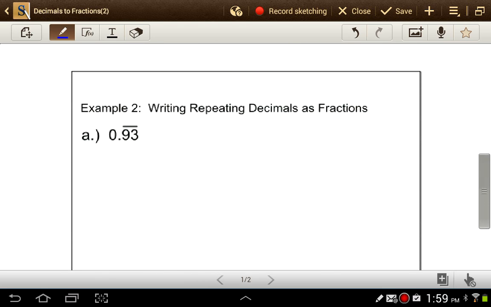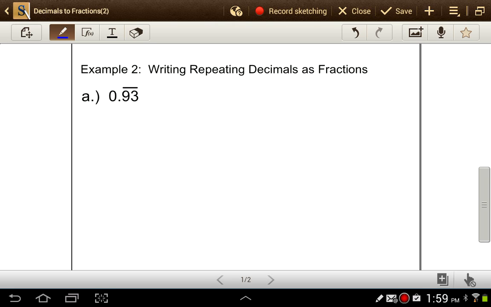In example 2, we're going to be writing repeating decimals as fractions. This is going to require a lot more work, and this is going to require you to use your solving equations work. So pay attention. I'm going to put some notes on there. Yes, you must show all of this work as you go through and answer these questions.